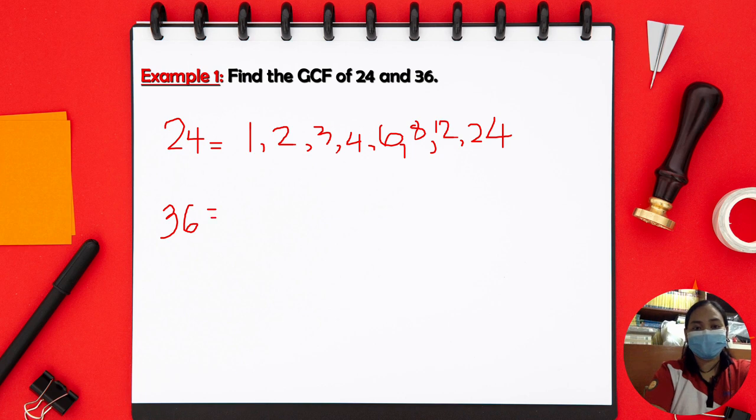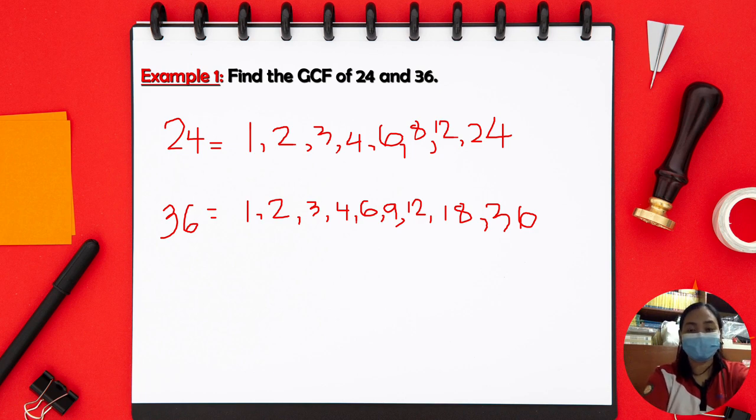Tapos, isulat din natin yung factors ng 36. So, meron kang 1, 2, what else? We have also 3, 4, 6, 9, ano pa? 12, what else? 12, 18, and then 36, ayun. So, yan po yung factors ng bawat numbers.